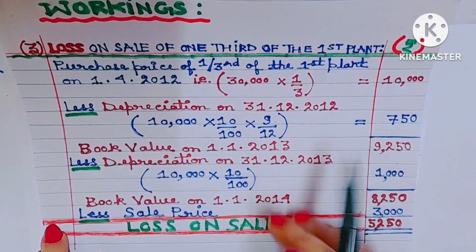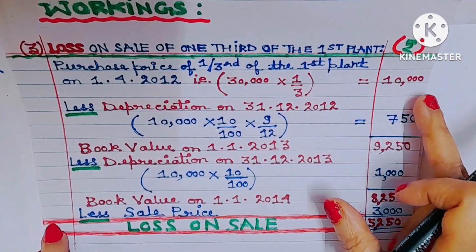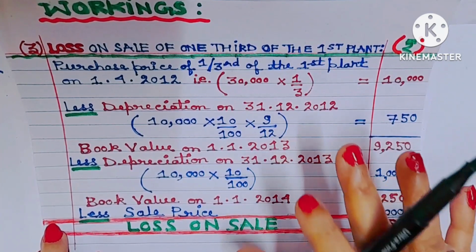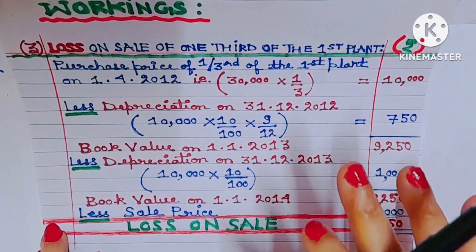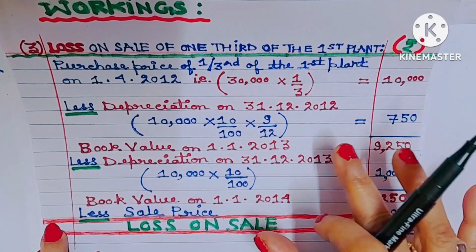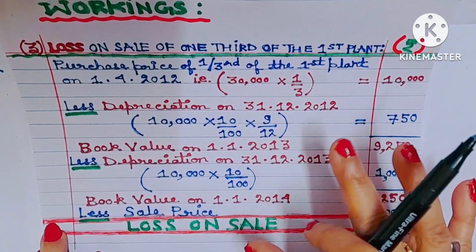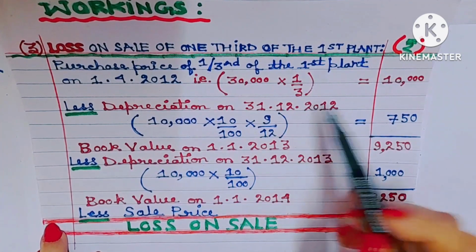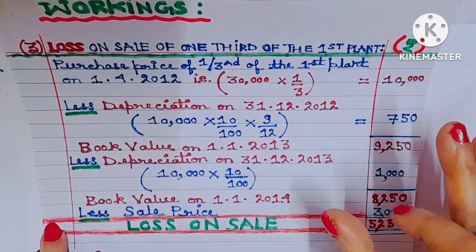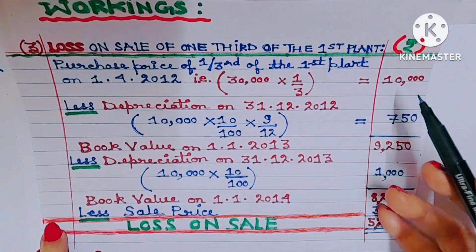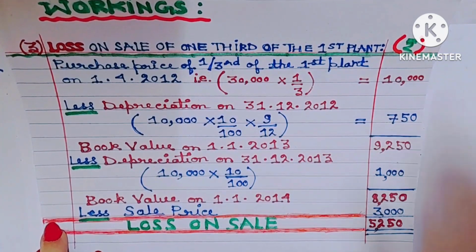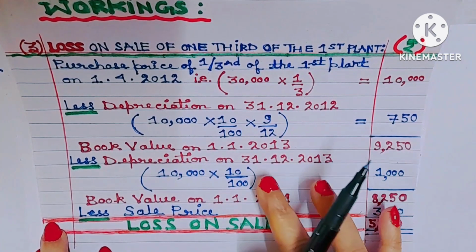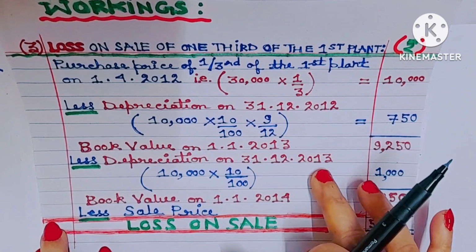Now you can ask me why we are charging depreciation on 10,000 and not 30,000. Please remember, in this particular problem, the first plant was not sold. Only 1/3 of the first plant was sold for rupees 3,000. So what is the value of 1/3 of the first plant? We have calculated 30,000 into 1 by 3, that is 10,000. So now we have to charge depreciation on 10,000 only, because rupees 10,000 has been sold and not the whole plant. Understood?